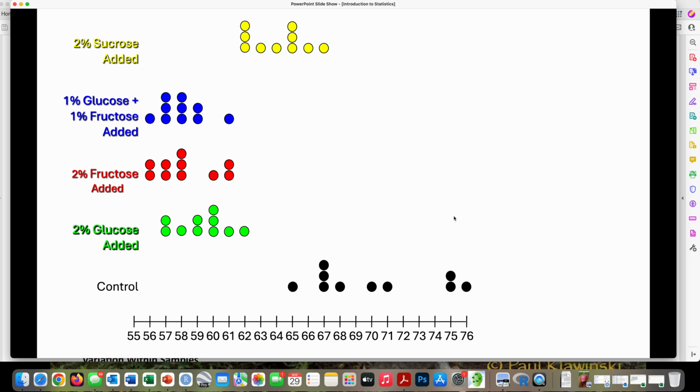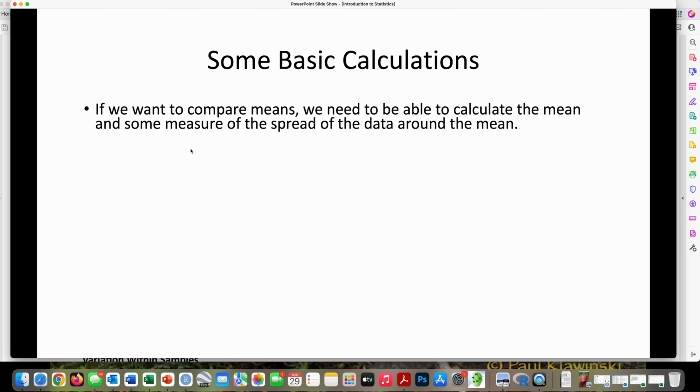And now at this point, you can then ask the question, well, what do you think is happening here? Well, it looks like the control is probably higher than sucrose. Sucrose is probably higher than these three, and these three are probably not all that different from one another. But if we want to do this in a more systematic way, we actually have to do an analysis.